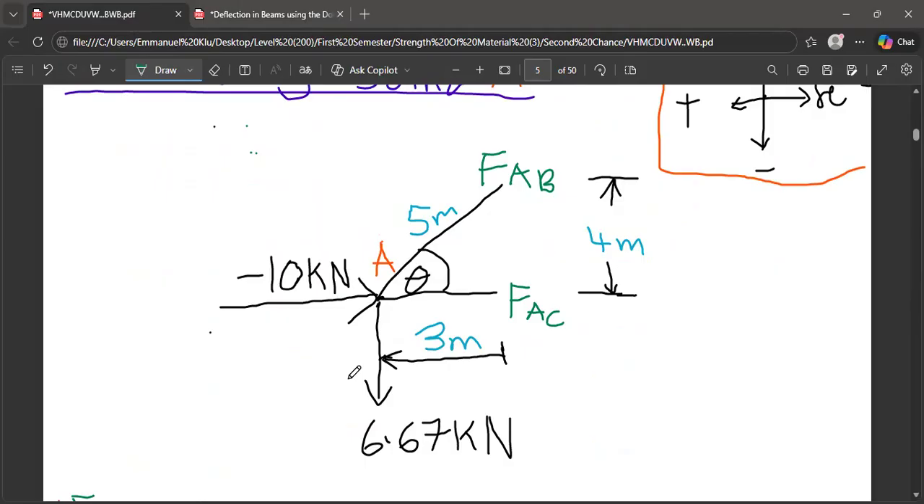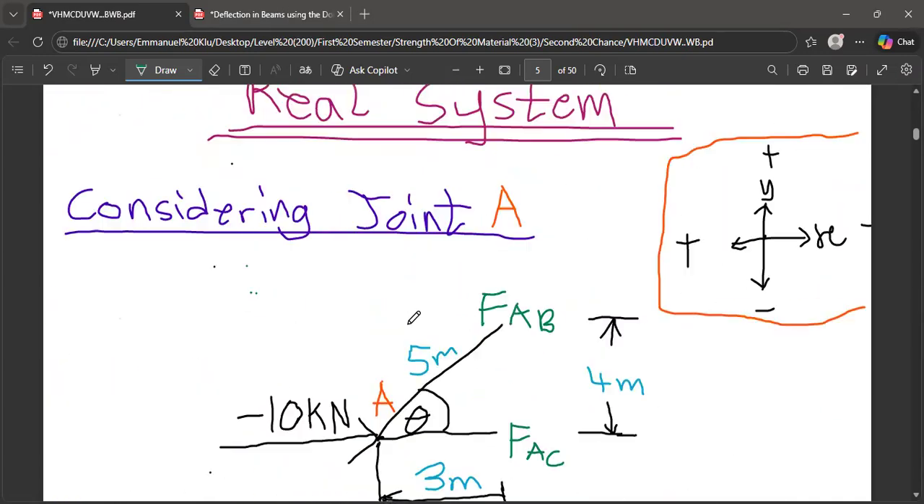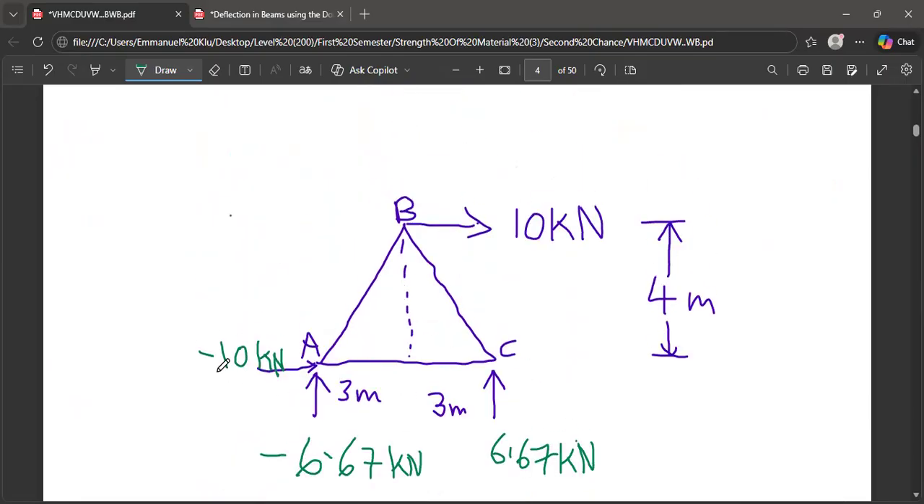Plus the whole of FAC, the force within that again. You see? So that is going to become this, the whole of FAC. If I say plus the whole of FAC, the whole of this.